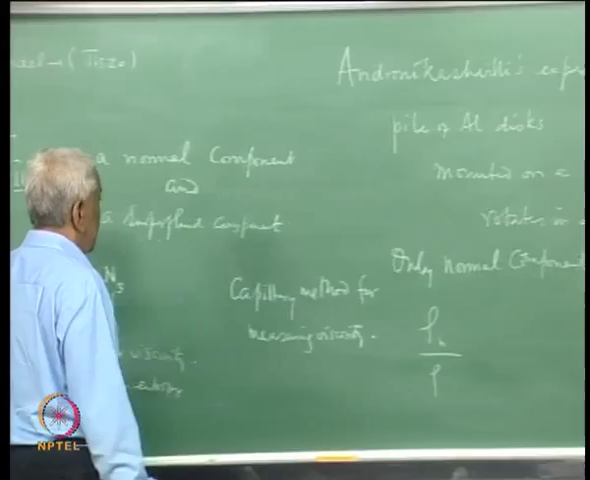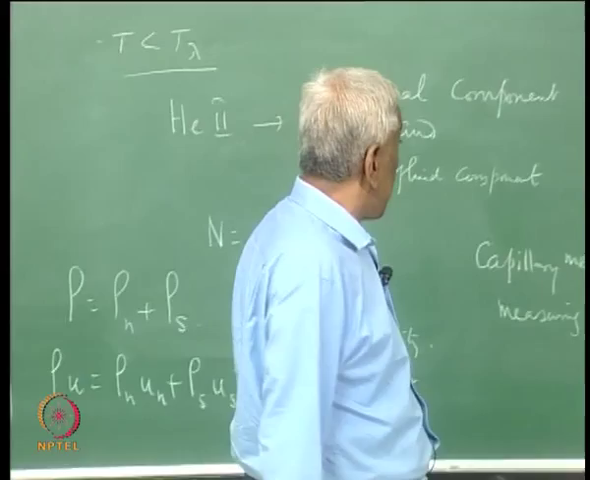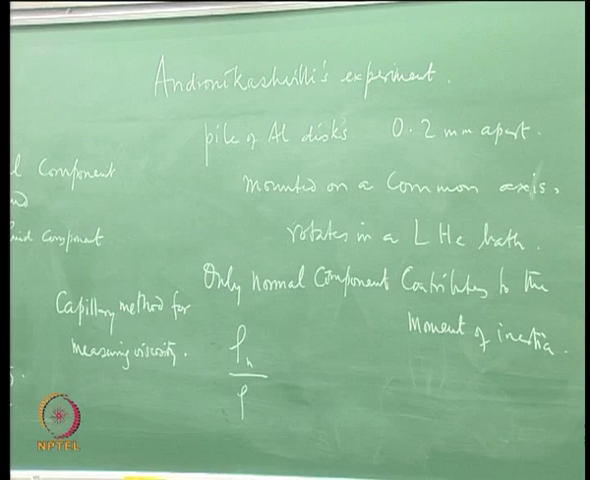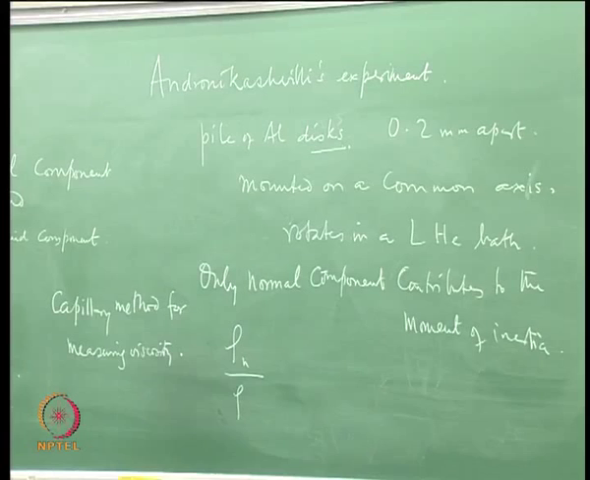Now, if you use Poiseuille's equation in order to determine the viscosity using a capillary, only the superfluid can pass through the capillary. Whereas, in the damping of the disc here, it is only the normal component. So, the two experiments are different, and give rise to totally different results, which can be understood in terms of the two fluid model.